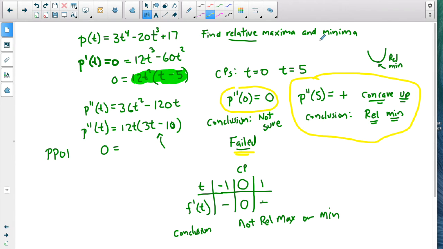They only asked for relative min and max, so I'm going to actually stop the problem here and end with just this. When t is 5, we have a relative min. And of course, you could plug that into the original equation. I'm not going to bother. Plug it in and get the actual y value, or in this case, the p value of that minimum, and get the point. All right. So pretty straightforward, other than the fact that the second derivative test fails, which I warned you about.